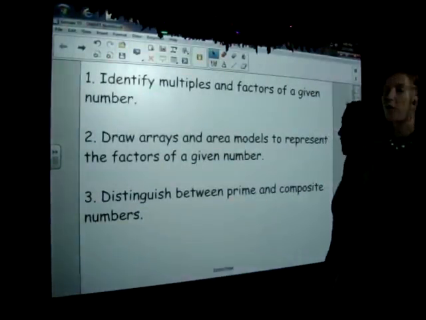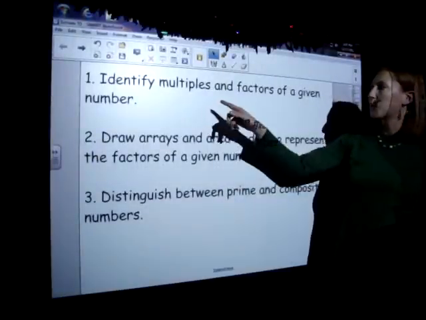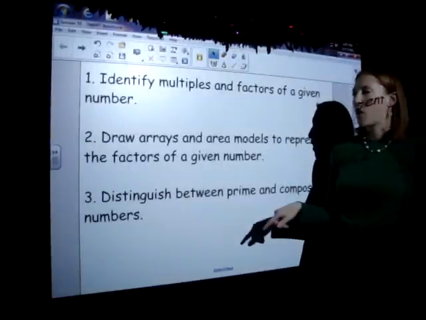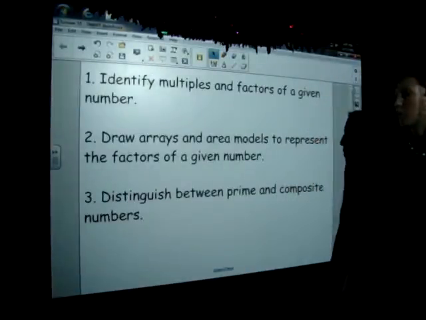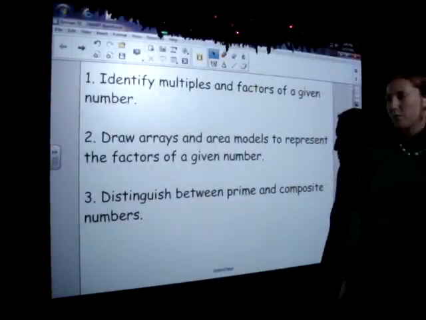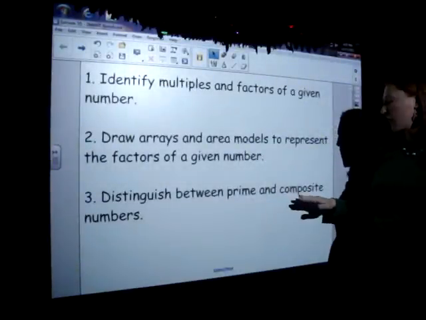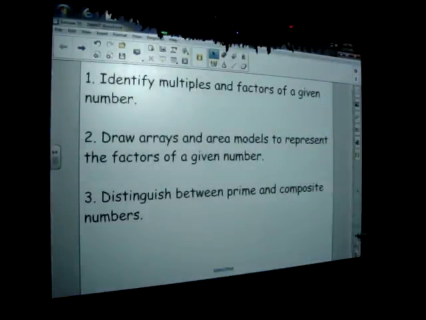In Lesson 55, we're going to work on identifying multiples and factors of a given number. And then we're going to draw arrays and area models to represent the factors of a given number. And then we're going to talk about distinguishing between prime numbers and composite numbers.